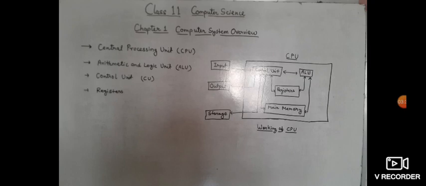The ALU performs all the arithmetical and logical operations. The results of these operations are stored in the registers or in memory or sent to the output devices. Next is the control unit.